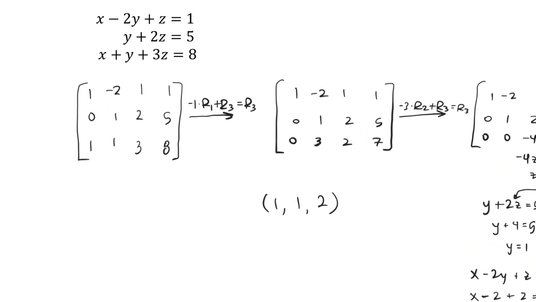Now it's never a bad idea when you're using Gaussian elimination, when you have a solution, or what you think is a solution, to check it in the original equations. If x is 1, and y is 1, and z is 2, then this is 1 subtract 2, which is negative 1. Negative 1 plus 2 is 1. Here we have 1 plus 2 times 2, so this is 1 plus 4, which is equal to 5. Here we have 1 plus 1, which is 2. 3 times 2 is 6, so 2 plus 6 is equal to 8. So it checks out in all three equations.